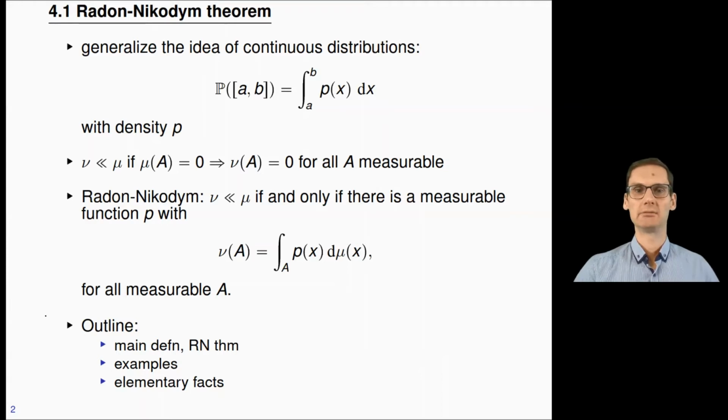So this is the theorem, and the outline of this section is that we are going to carefully define what we mean by absolutely continuous, and we're going to carefully write down the statement, and then we'll give a lot of examples and deduce some elementary facts for these densities in particular, and the proof of this theorem will be given in section 4.2.